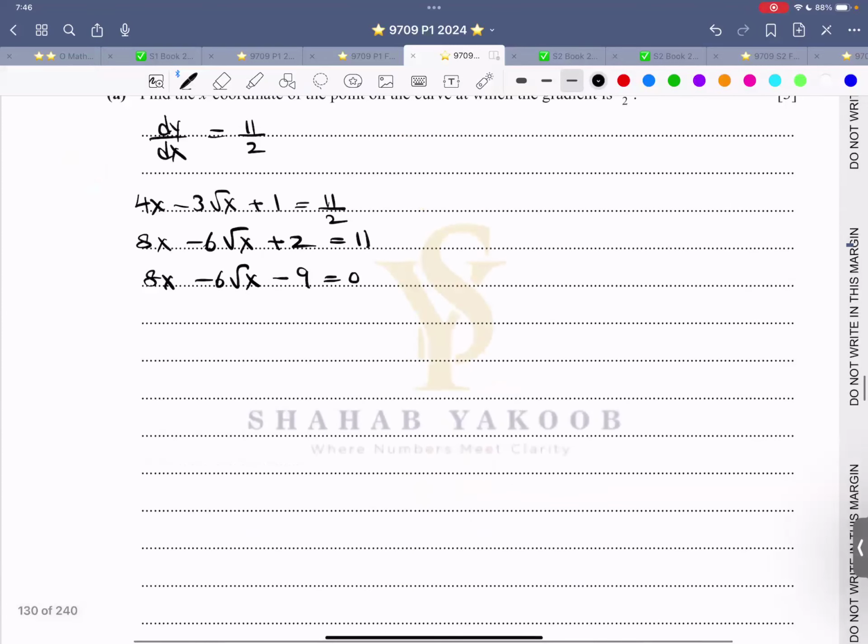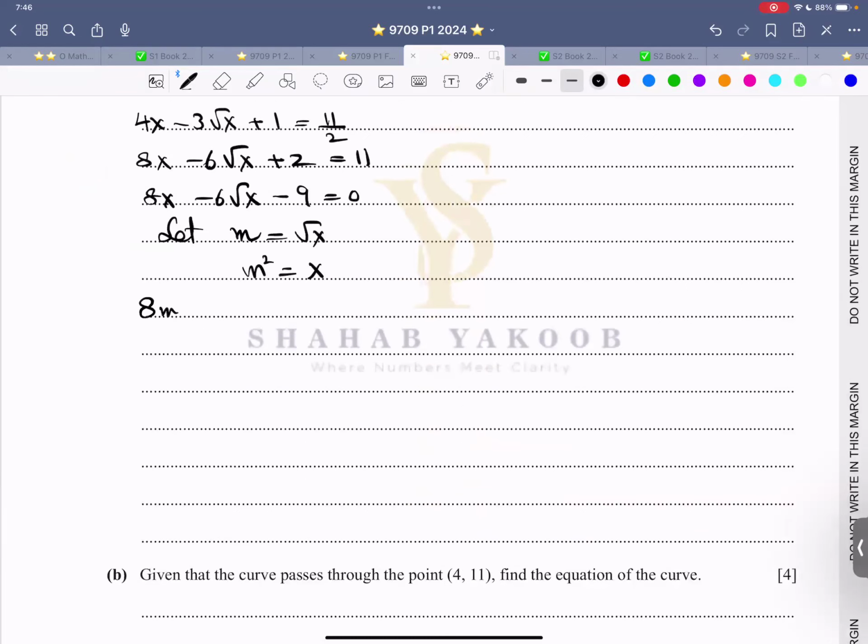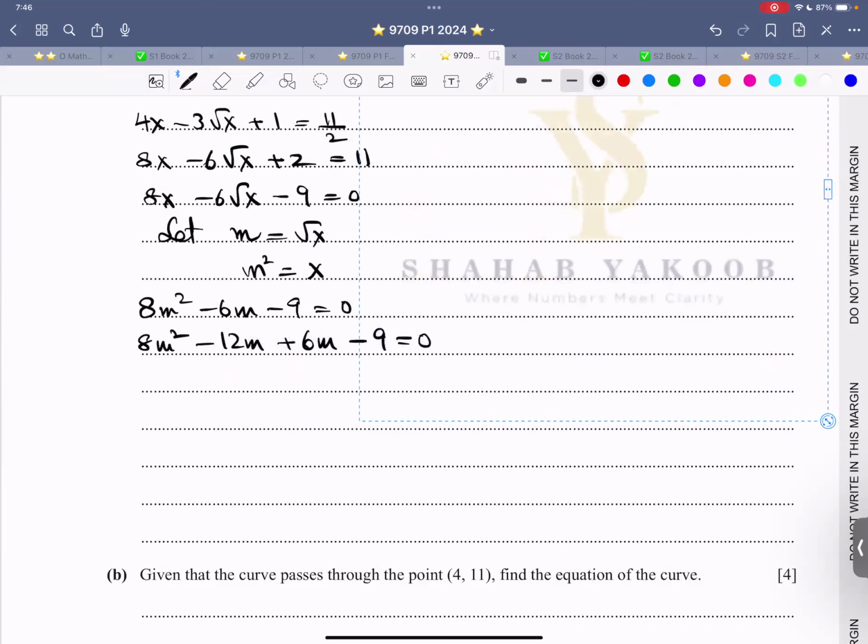Now this is a disguised quadratic equation. Let m equals to root x. Therefore, m square is x. So this is 8m square minus 6m minus 9 equals to 0. 8 9s are 72. And then we can write 12 and 6. So 8m square minus 12m plus 6m minus 9 equals to 0.